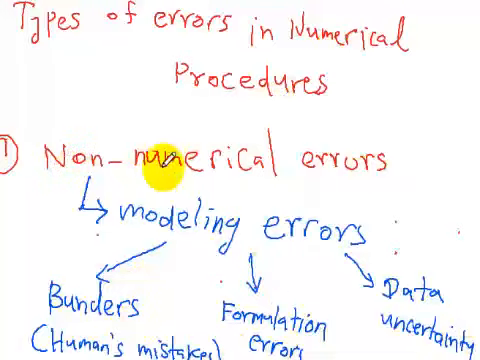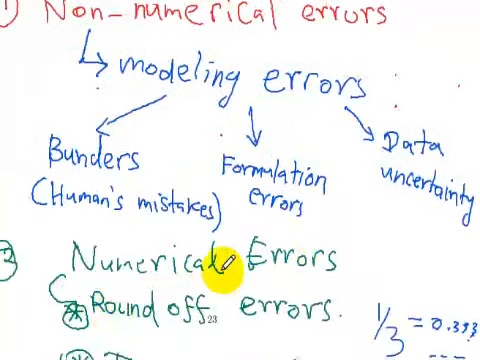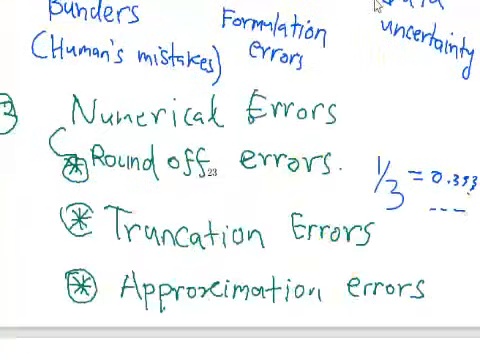Now let's look at the next type of error that we have. It is called numerical errors, right? We are going to treat numerical errors in three different sections: round off error, truncation errors, and approximation errors. Let's talk about round off error first.